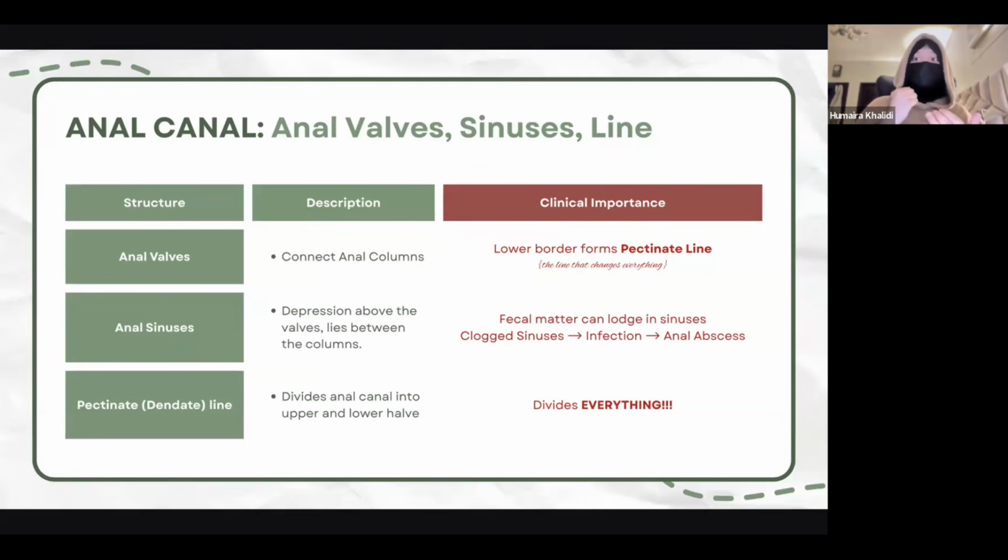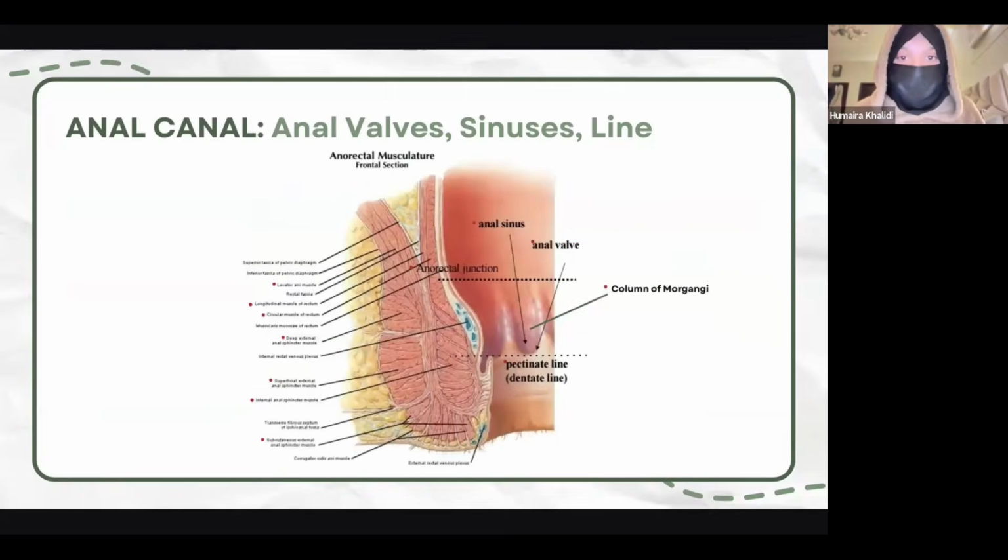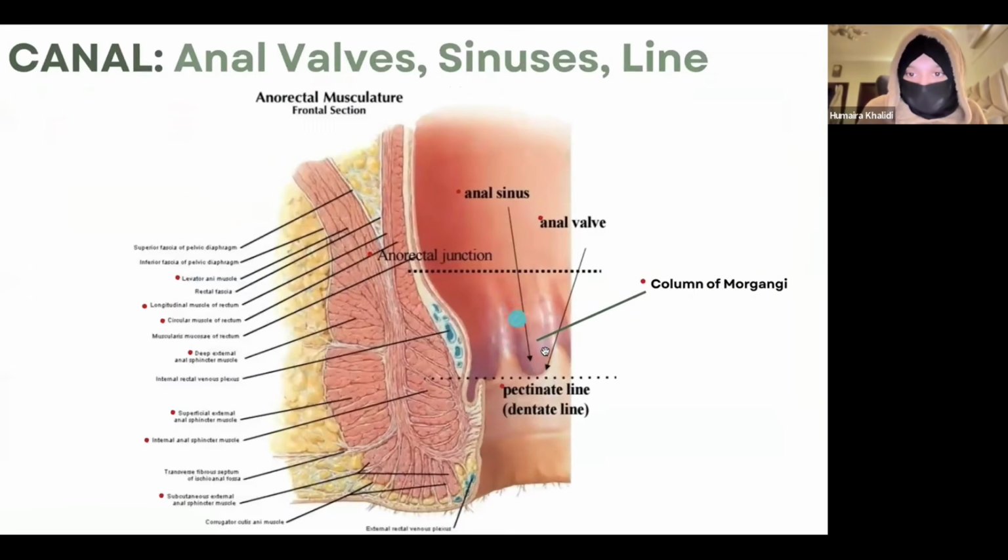Pectinate line. Pectinate line, guys. Keep this in mind. After the pectinate line, everything changes. And the pectinate line is what divides the anal canal into 2 parts, the upper half of the anal canal and the lower half of the anal canal. Now, this is the column of Morgagni, where internal hemorrhoids take place. As you can see, this is reddish bluish. This is because the anal columns have, I'm hoping you say, arteries and veins.